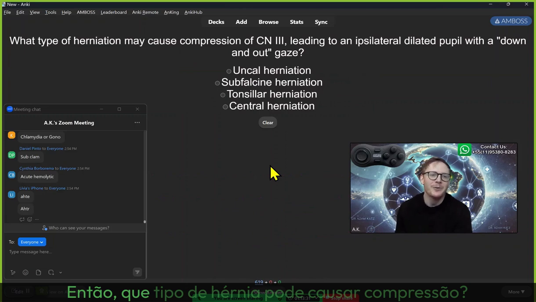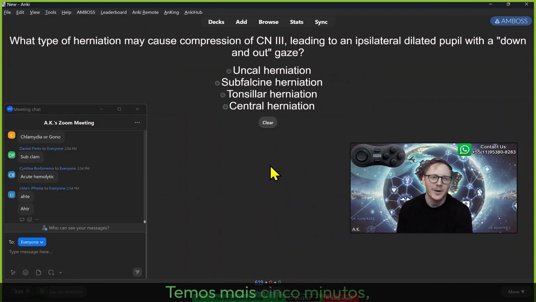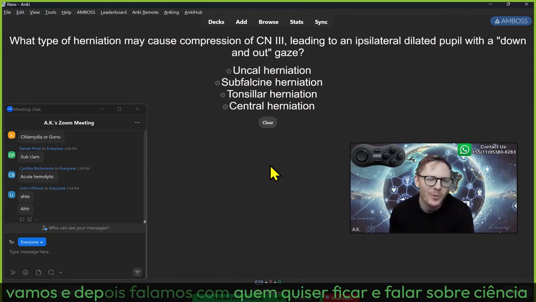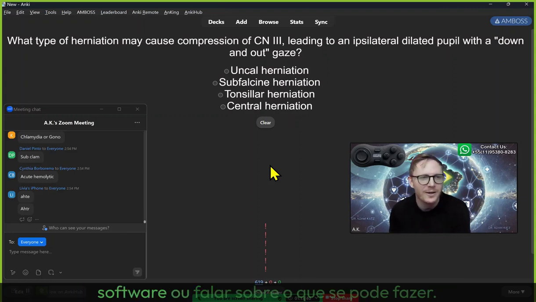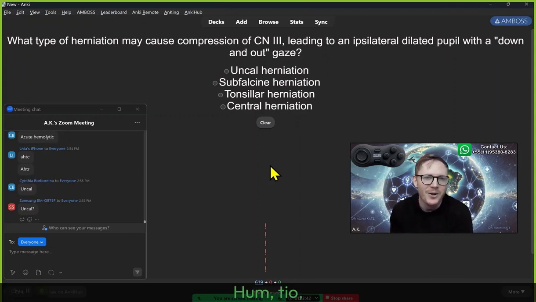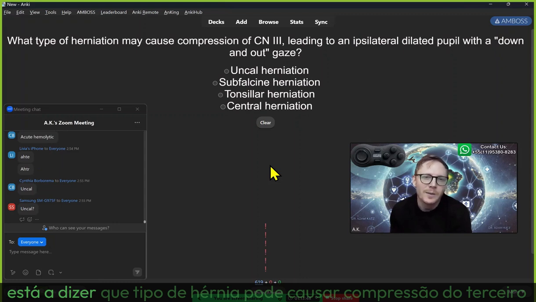So, what type of herniation may cause compression? We got 5 more minutes. We'll go, and then we'll talk afterwards. Whoever wants to stay and talk about science or talk about the software or talk about whatever, you can do that.